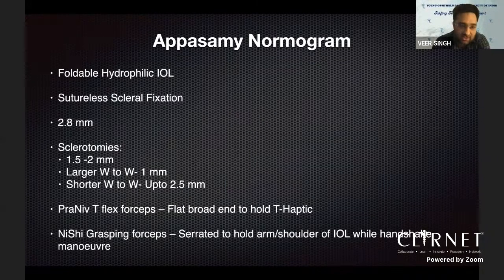Sutureless scleral fixation, the best part is it goes through a 2.8 millimeters phaco incision. The sclerotomies are to be made at 1.5 to 2 millimeters. Larger white to white eyes, it can go up to 1 millimeter. Shorter white to white eyes, you can keep up to 2.5 millimeters. The total length of the IOL is 14 millimeters. It comes with T-flex forceps and grasping forceps, but in my experience, any serrated forceps would work perfectly fine.